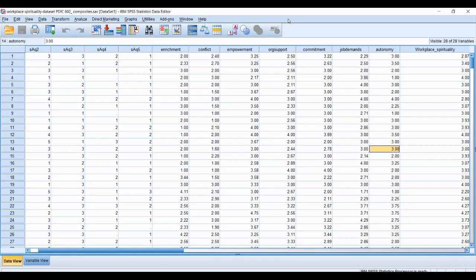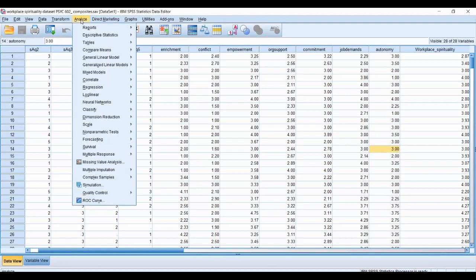So when it comes to this data, in case you want to analyze an independent t-test for this hypothesis, maybe you're establishing a hypothesis that males will have higher levels of organizational commitment than females, and you want to test it. One thing you need to do is come to Analyze. Then under Analyze, you go to Compare Means. Then you select Independent Samples T-Test.